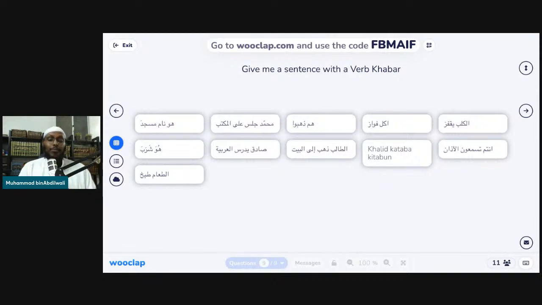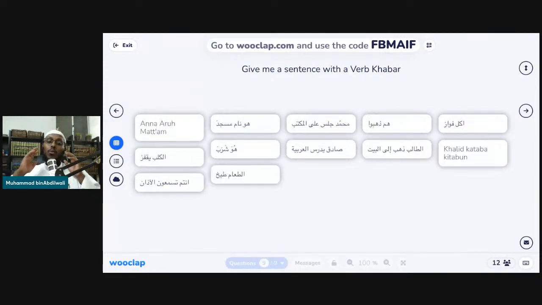Doesn't make sense. He slept masjid. How? Meaning nama, the act of sleeping, did it affect masjid? No, it didn't. As a matter of fact, the word nama, to sleep, is a fi'l lazim. It's one of those verbs that doesn't need an object. So huwa nama would be a complete sentence.